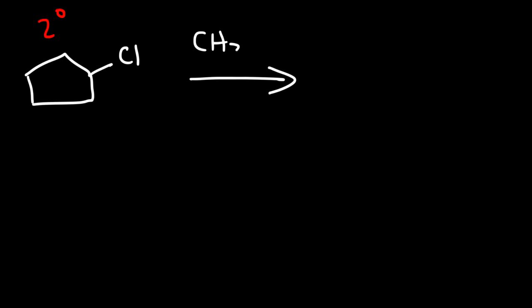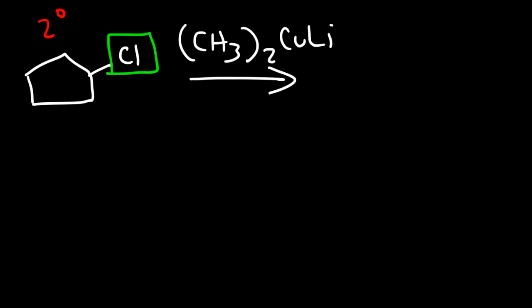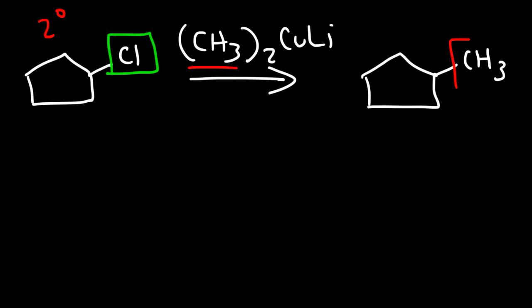So not only can we use primary alkyl halides, we can also react it with secondary alkyl halides. However, it doesn't really work well with alkyl fluorides. So in this example, I'm going to use a methyl as an R group. So the end result is that we're going to replace the chlorine atom with a methyl group. So this is going to be the product of the reaction. Tertiary alkyl halides don't work well with the Gilman reagent. So that's another thing you need to keep in mind.